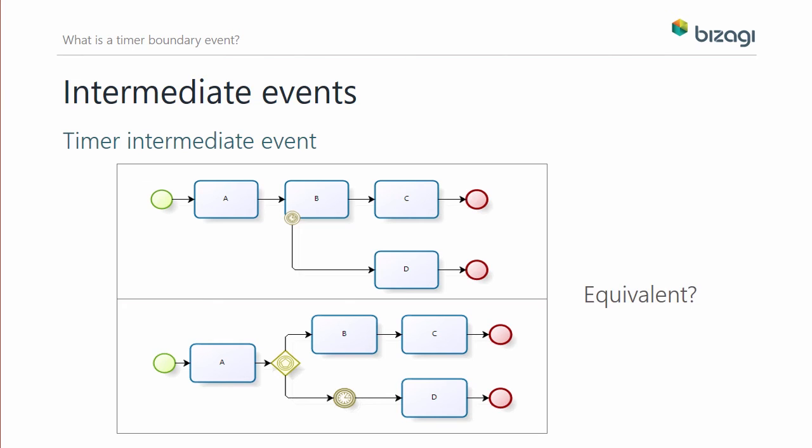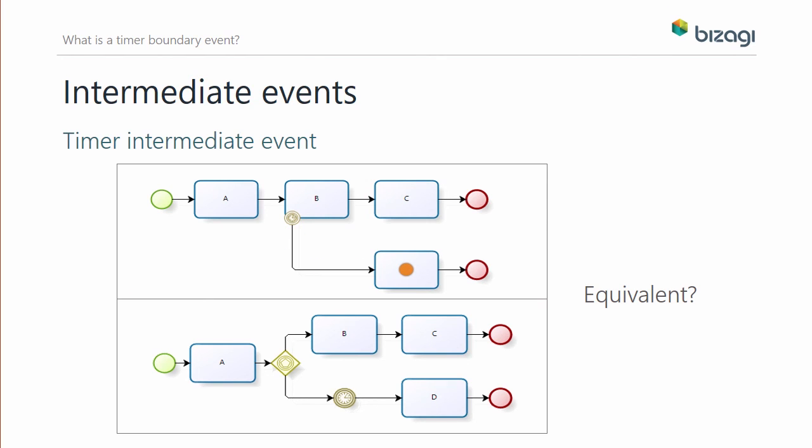Finally, compare the following two diagrams. Are they the same? See the simulation. In the first diagram, if the B activity is performed within a certain time, configured in the timer attached, the normal flow is executed, i.e. the C activity. Otherwise, the B activity is interrupted and the D activity is activated.